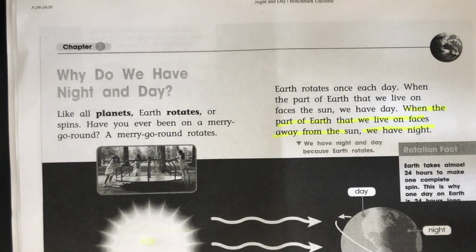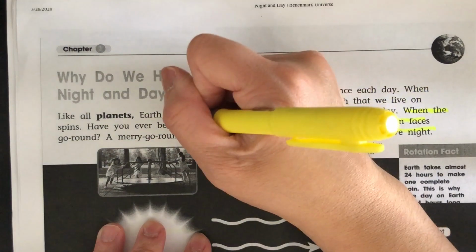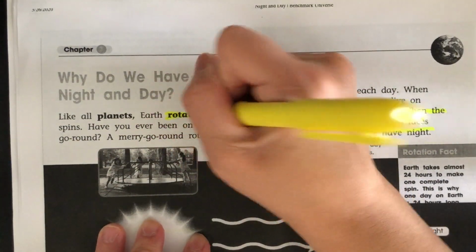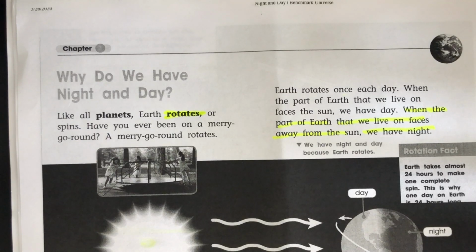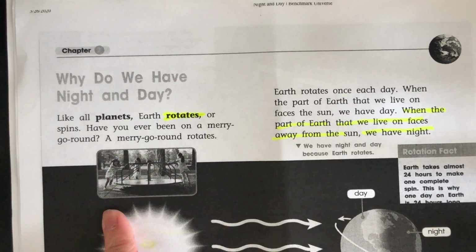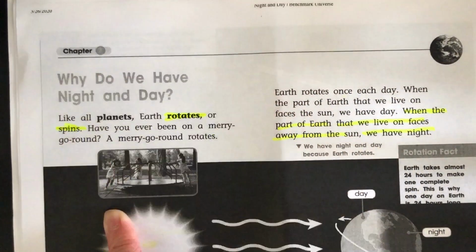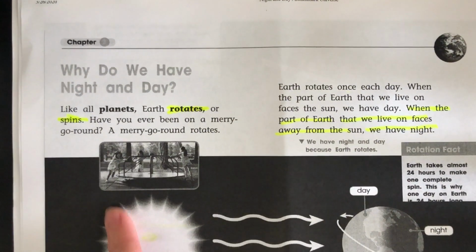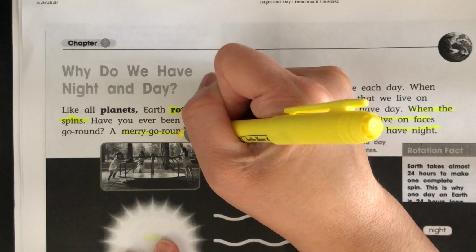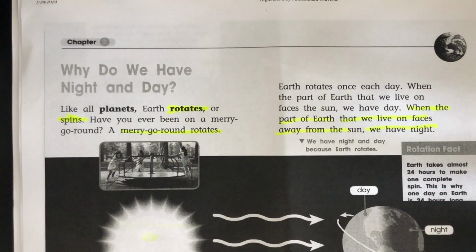So remember, one of the words that we were looking for is the word rotates. Now, is there a word or a sentence that helps you find out what the word rotates means? Yep, you are right. Somebody said, oh, I see it here. Earth rotates or spins, which tells me what rotates means. Also, the word merry-go-round helped me because I've been on a merry-go-round and I know they spin in place, kind of like Earth.